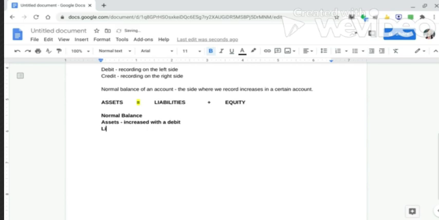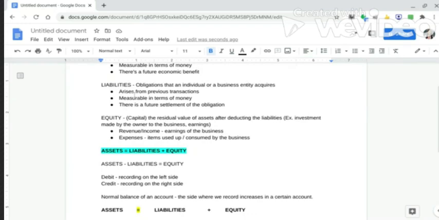And all items on the right side has a normal credit balance. So that means that liabilities and equity increase with a credit. Okay? So, nasaan yung revenue and expenses? So, let's go back.